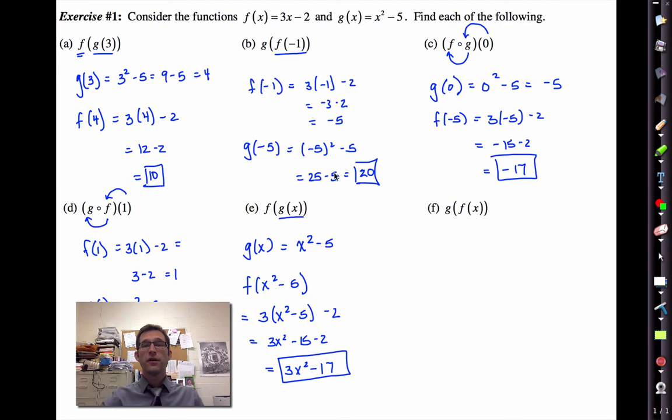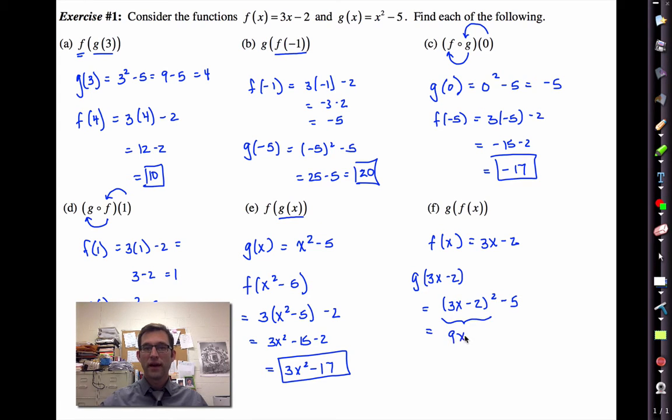Now g of f of x, same song, second verse. f of x is 3x minus 2. g of 3x minus 2, then, is equal to 3x minus 2 squared minus 5. I'm going to do this product in my head. I'm going to get 9x squared minus 12x plus 4 minus 5, which gives me 9x squared minus 12x minus 1. All right, and that's it.